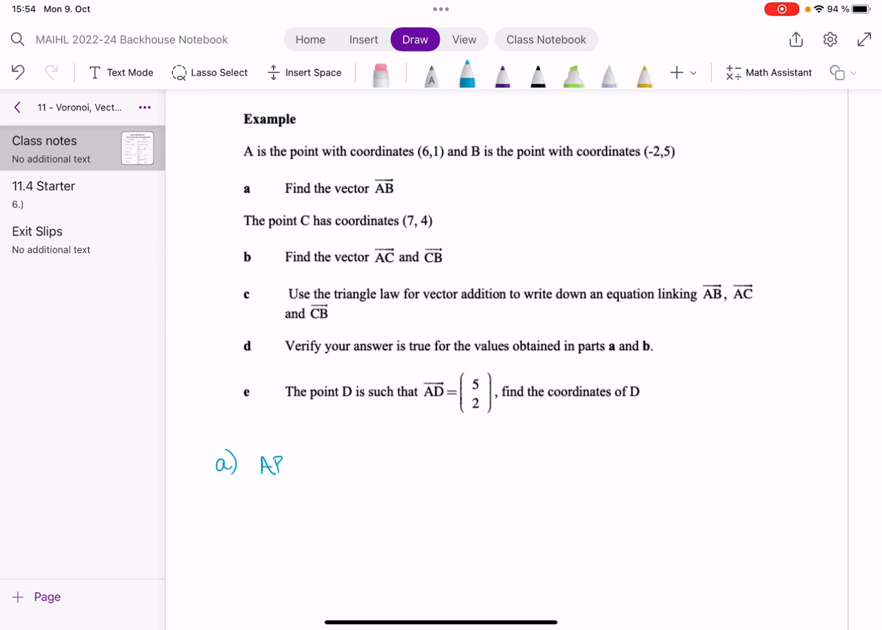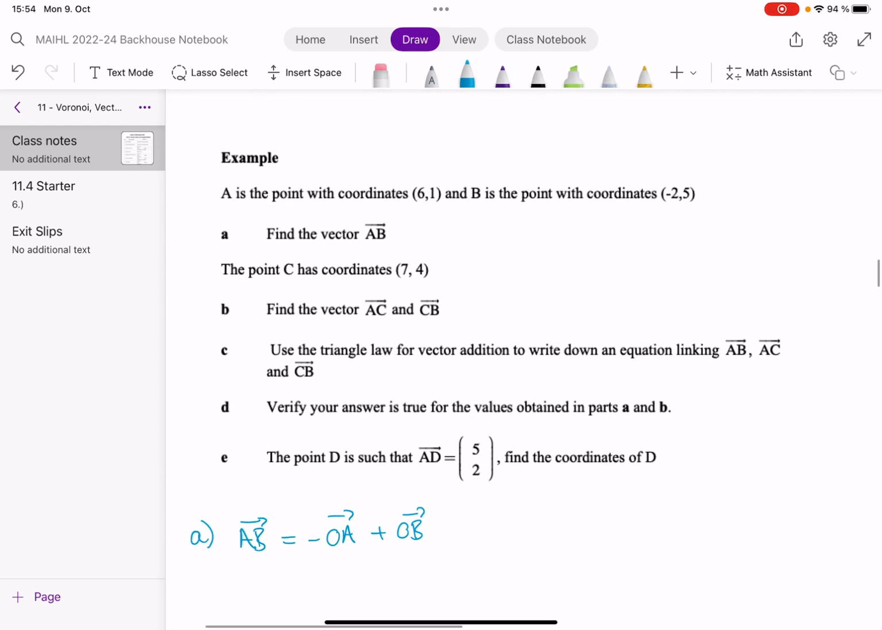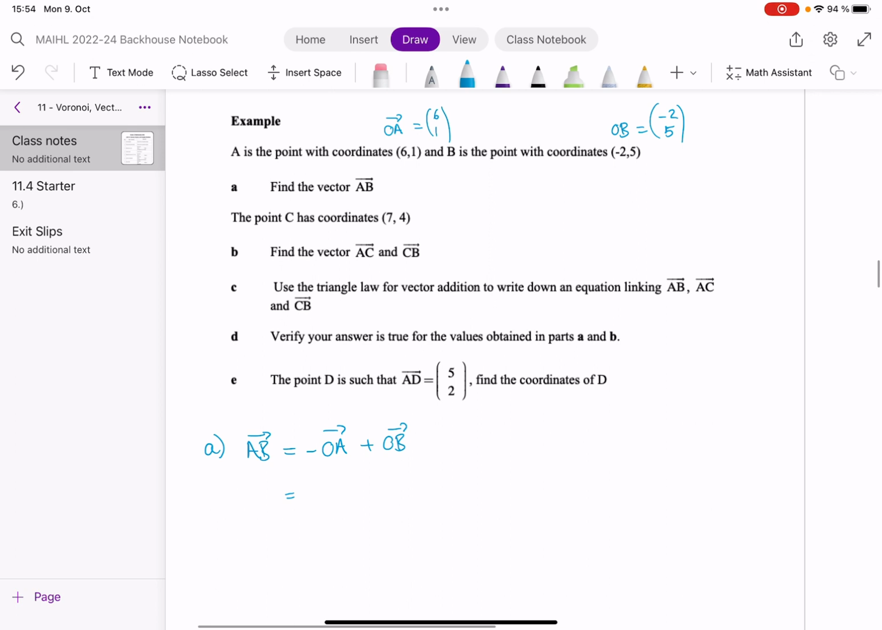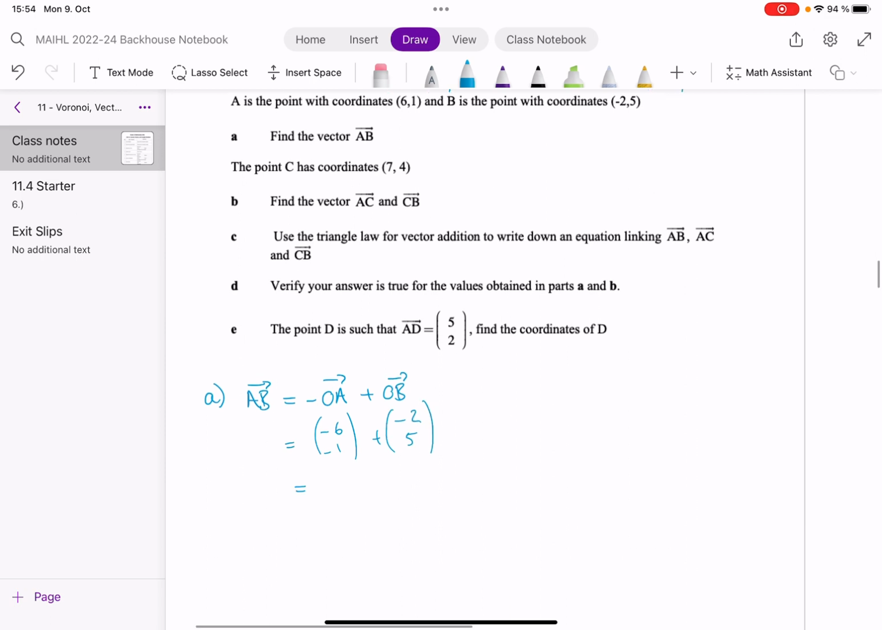Well, we've talked about that just now. We said it was going the wrong way down OA. So I want the negative of OA plus the positive of OB. Okay, and these are the same points. Are they the same? No, they're not the same points. So here we are. OA is (6, 1), and OB is (-2, 5). So I want the negative version of (6, 1), and then I want the positive version of OB. And then I can combine them. And I've got my vector AB.